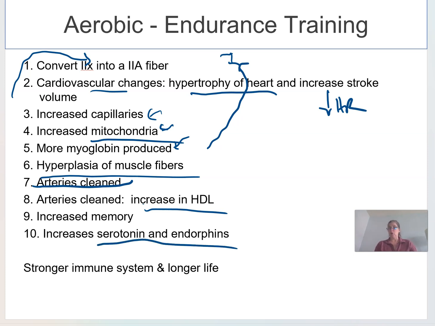Serotonin helps you feel good, helps you feel happy. You get a dopamine spike from exercise, and your endorphins are your body's natural painkillers. They cause the natural high. We also know it helps our immune system work better, and people who exercise live longer. So this is all aerobic exercise.